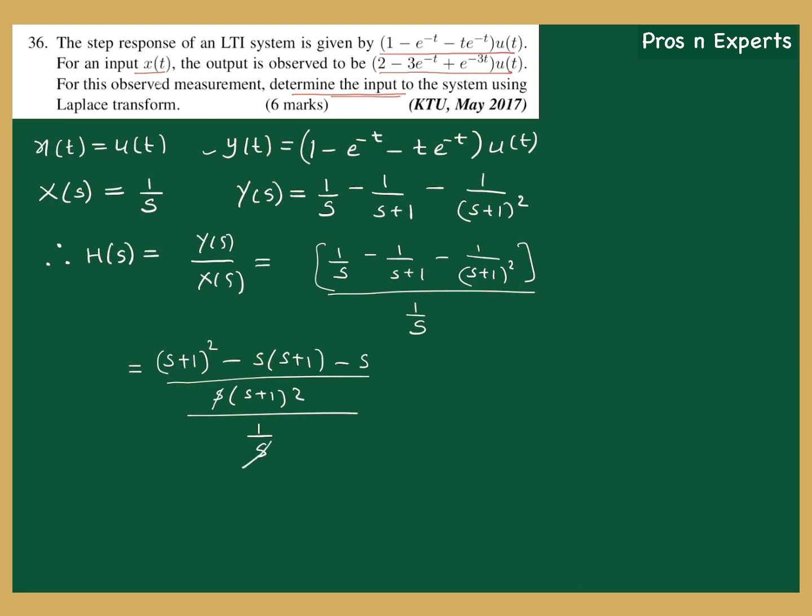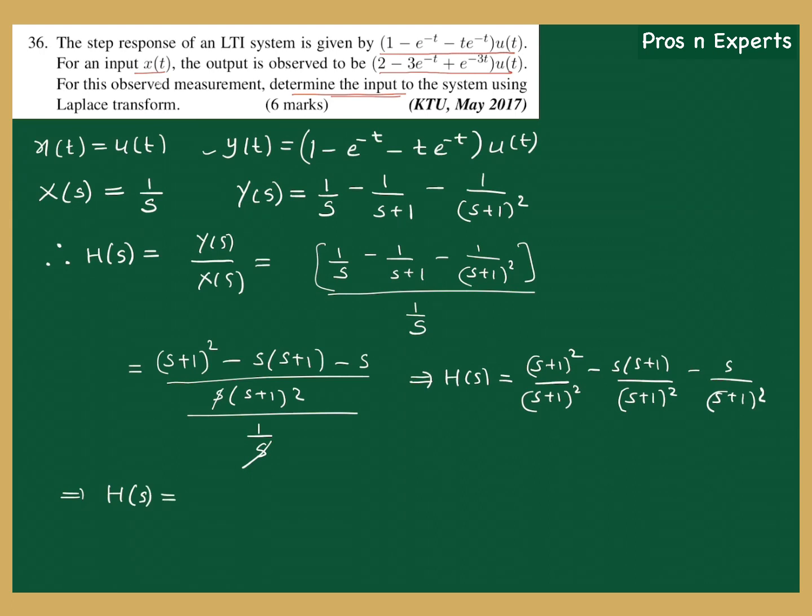You can cancel this s, and finally h of s will be equal to, this will give you (s plus 1) square by (s plus 1) square minus s into (s plus 1) by (s plus 1) square minus s by (s plus 1) square. Therefore, finally I can write h of s is equal to 1 minus s by (s plus 1) minus s by (s plus 1) the whole square. Okay, this h of s will be constant for whatever input you give.